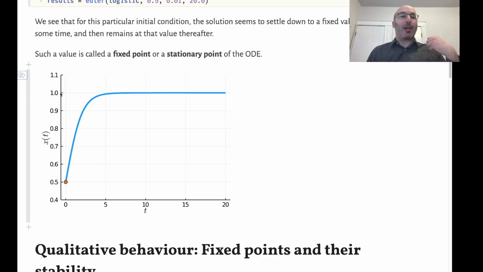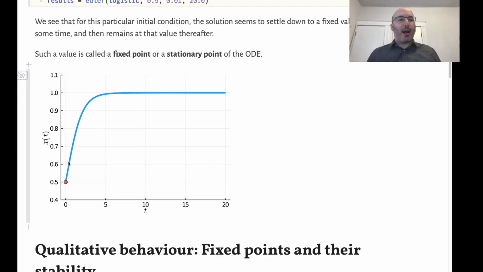Why is that? Because the derivative x dot when I'm at 1.0 is given by f of x, which is x times 1 minus x, and so when x is 1, I get that the derivative is 0. And so once I'm there, the derivative is 0, so I never move away, and I stay there for all time. So the qualitative behavior is that asymptotically, as t goes to infinity, at long times, I converge to a fixed point and I remain there.